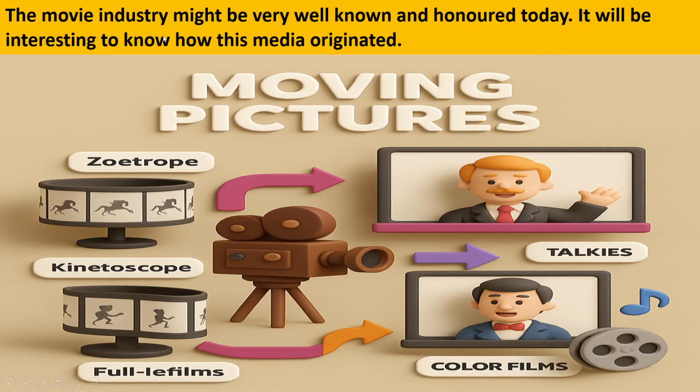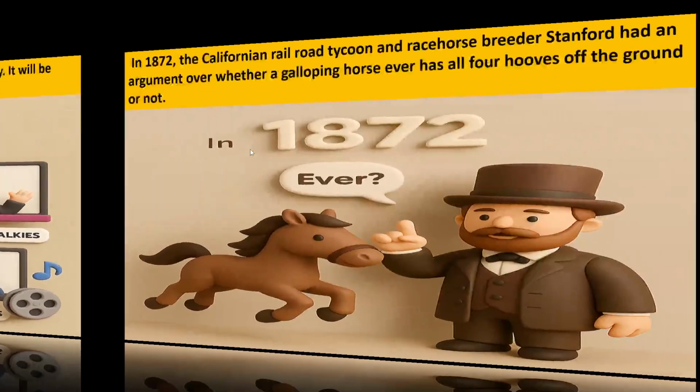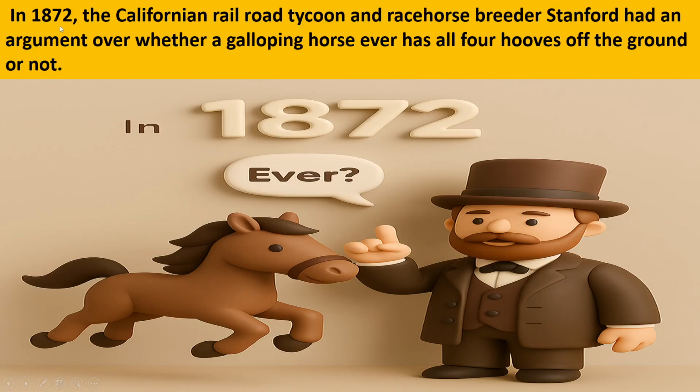The movie industry might be very well known and honored today. It will be interesting to know how this media originated, the invention of the first film. In 1872, Californian railroad tycoon and racehorse breeder Stanford had an argument over whether a galloping horse ever has all four hooves off the ground or not.